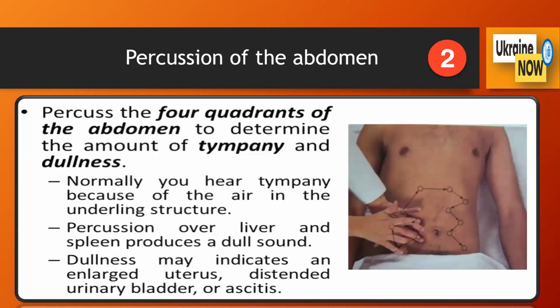Next is percussion of the abdomen. So percuss the 4 quadrants of the abdomen to determine the amount of tympany and dullness. Normally, you should hear tympany because of the air in the underlying structures. Percussion of the liver and spleen produces a dull sound. Dullness may indicate an enlarged uterus, distended urinary bladder, or ascites.